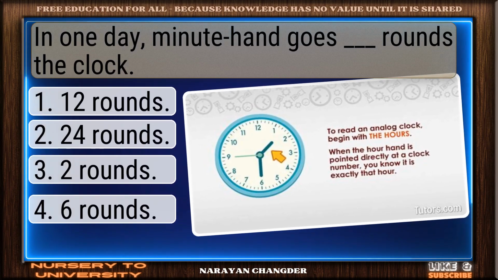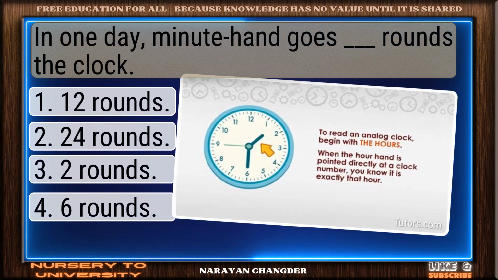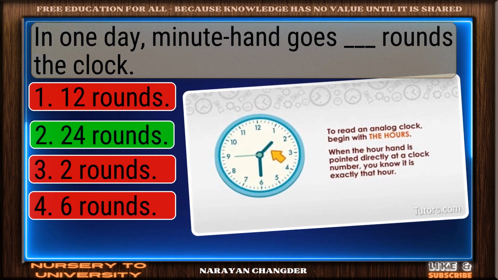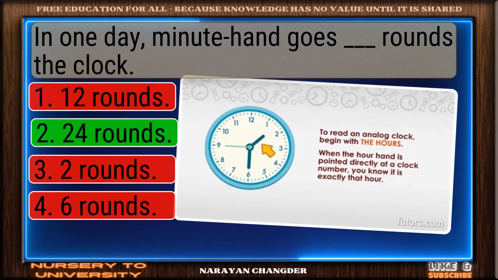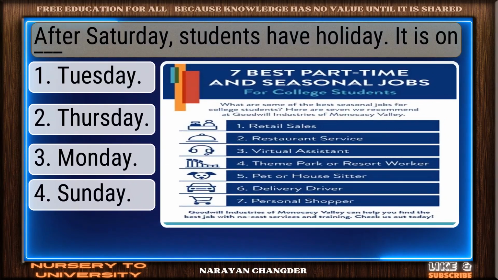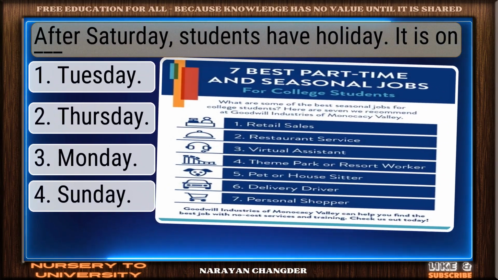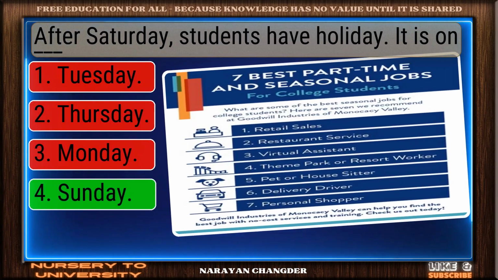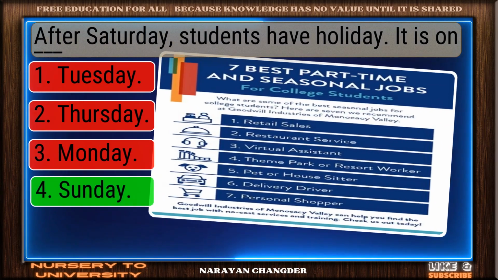In 1 day, minute hand goes dash rounds the clock. Well reasoned. 24 rounds is the correct choice. After Saturday, students have holiday. It is on dash. Strong choice. Sunday is the right answer.